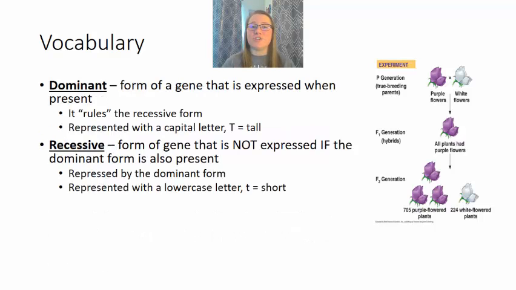We also have the terms dominant and recessive. Dominant refers to the form of a gene that is expressed anytime it is present. So it rules or dominates or takes over that recessive form. And this is represented with a capital letter. Now, recessive is much shyer. It does not express itself if that dominant form is available. So this is repressed or hidden by the dominant form of that gene, and we represent it with a lowercase letter.